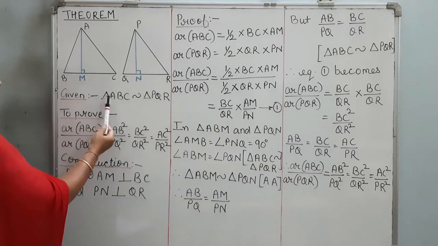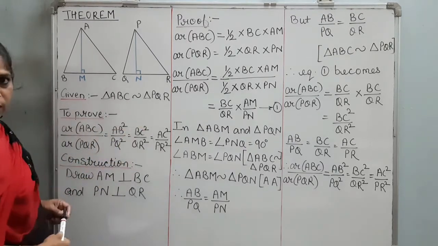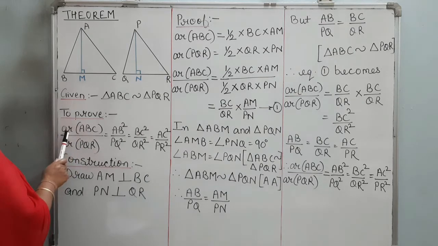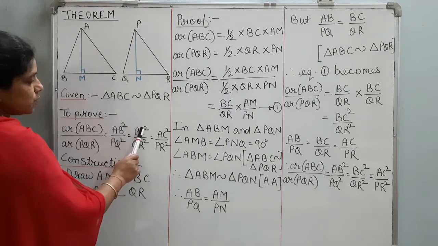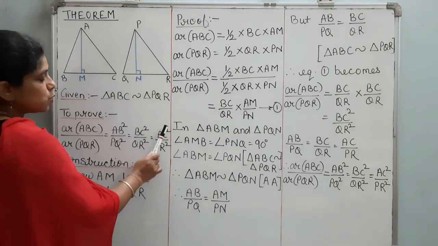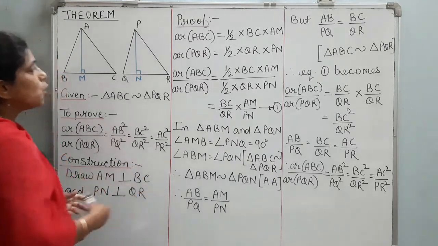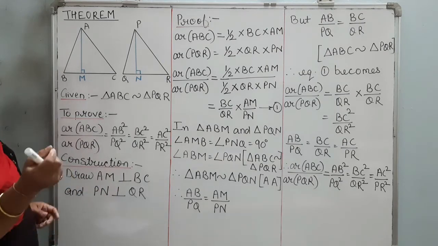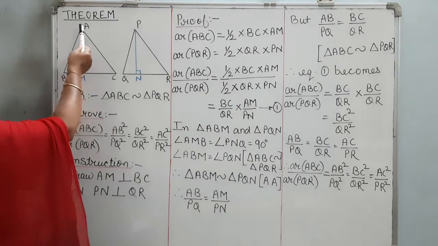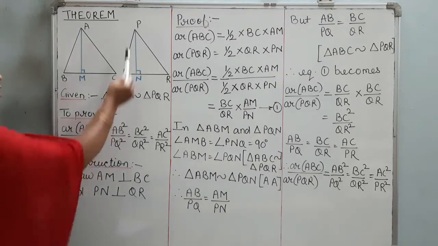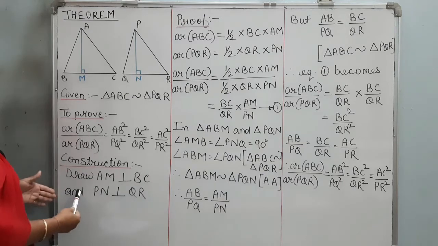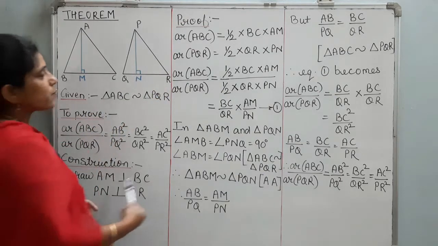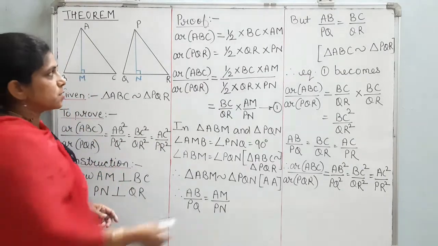This means the given is triangle ABC is similar to triangle PQR. We have to prove that area of ABC upon area of PQR is equal to AB square upon PQ square, is equal to BC square upon QR square, is equal to AC square upon PR square. For this, we have to do one simple construction. We have to draw AM perpendicular to BC and PN perpendicular to QR. For what purpose we are doing this construction, you will come to know now. So let us proceed further to the proof of this theorem.